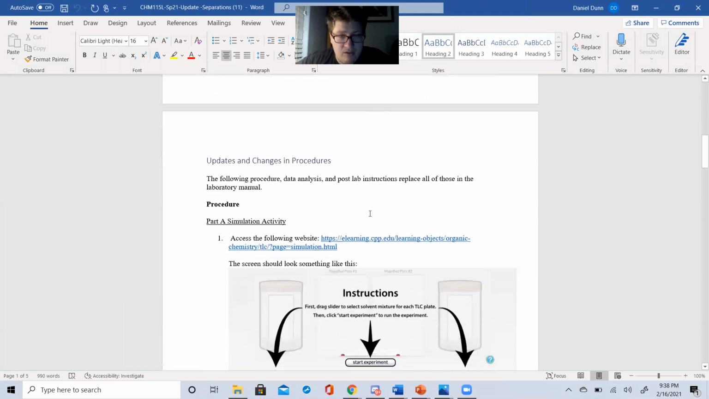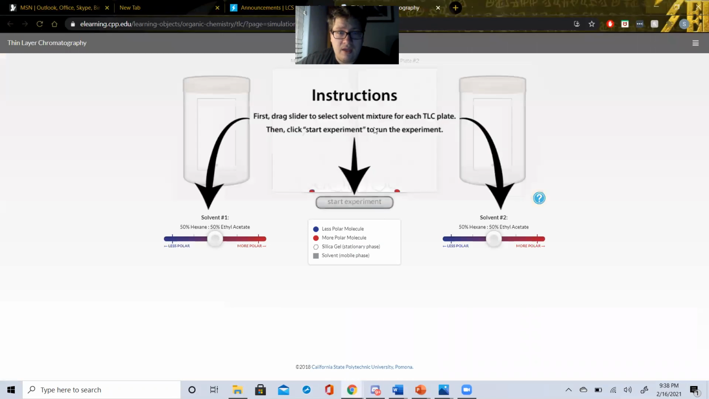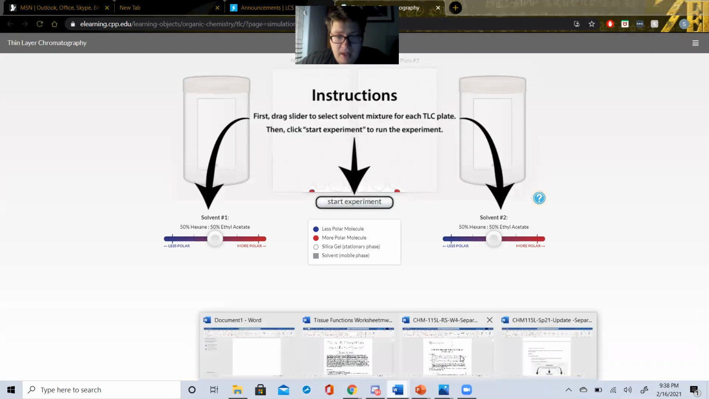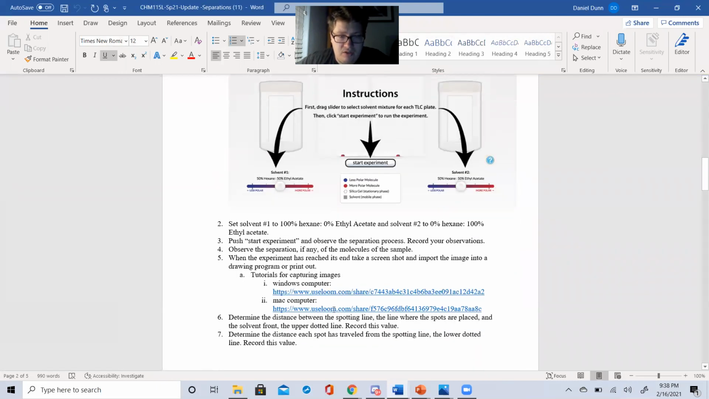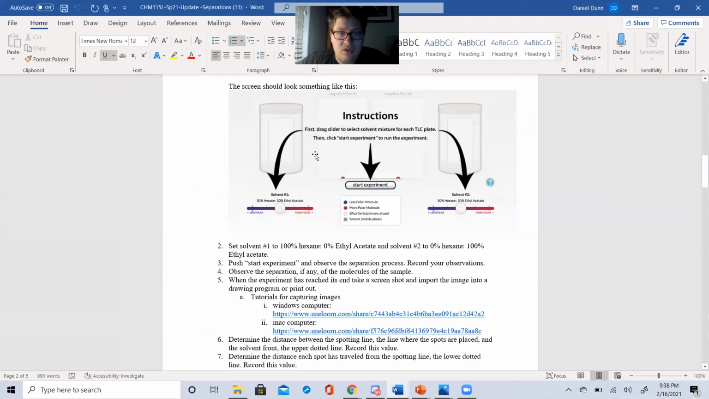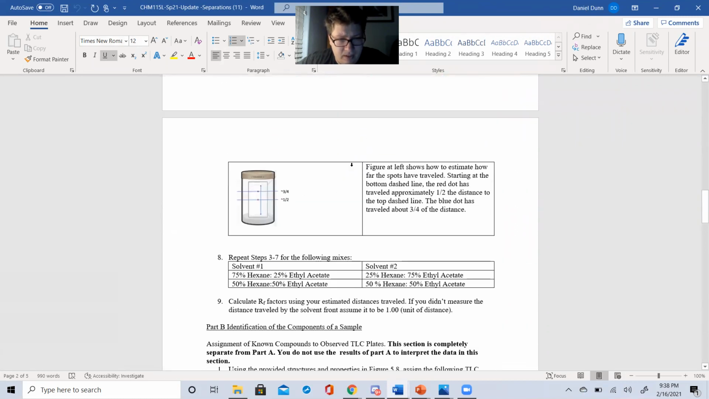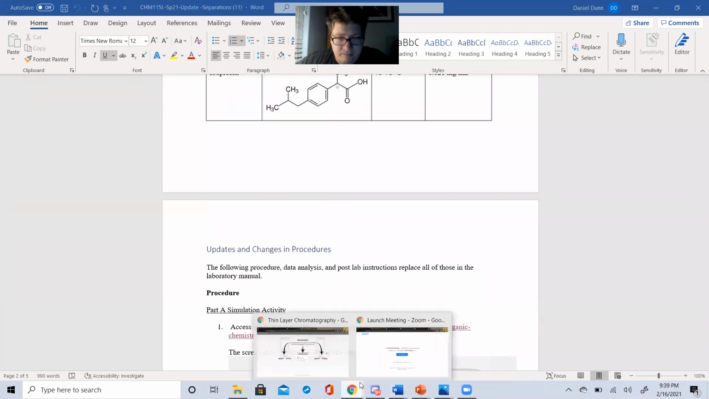What you're going to do is click on this link first off. It's going to bring you to this thing right here. Now, if we go back to the updated procedures, step by step it tells you what to do. First, it says select solvent 1 and make that 100% hexane and 0% ethyl acetate for solvent 2. Then you run the experiment and take pictures, which you can take screenshots of, or just draw it out. I don't care either way. Then it repeats by basically changing the amount of solvent every time. So I'll show you how to do that.